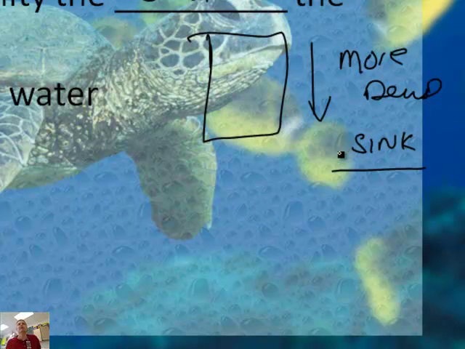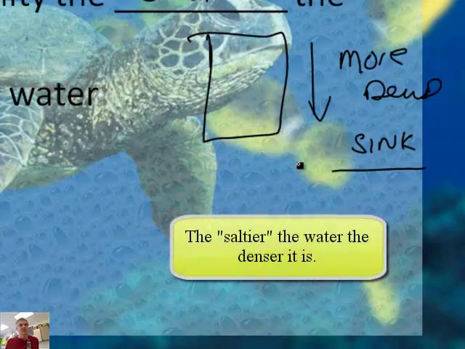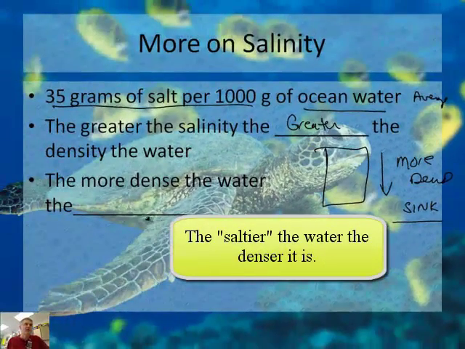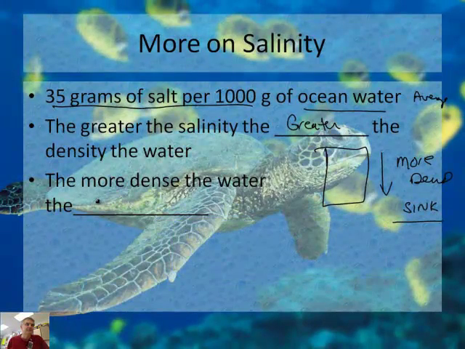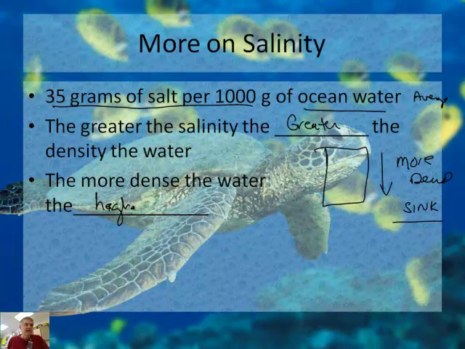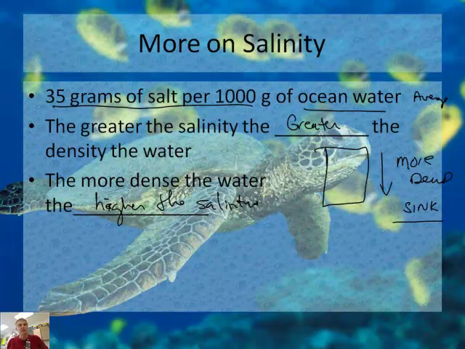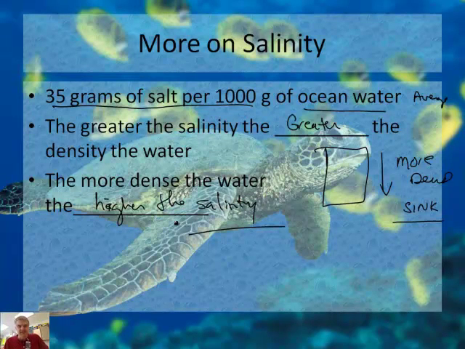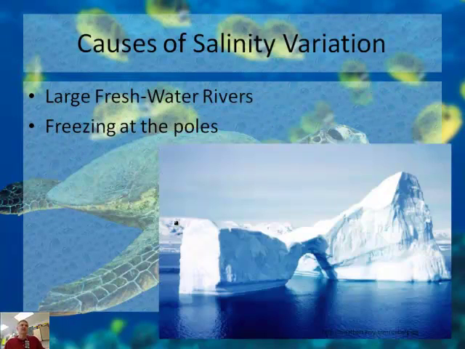So we can have water sinking in water. That's kind of a weird concept. But if you've got more dense water that has salt, it is saltier, then it will sink more. So the higher the salinity, the more dense the water. All right, so that's important to understand. The higher the salinity, the more dense the water. More dense water sinks. That's key to understand this whole process.